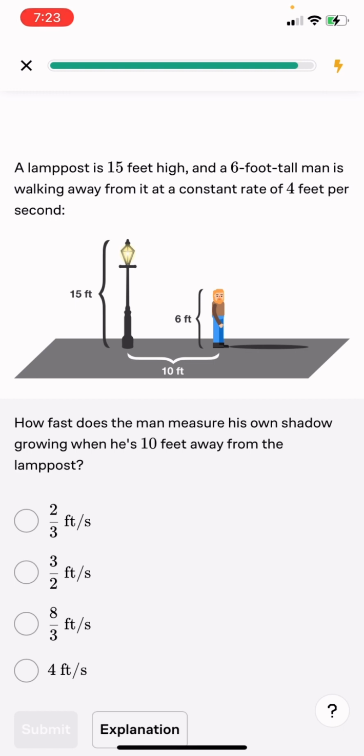The lamppost 15 high and fixed on the land walking over front. We're trying 6. How does a man measure his? How does a man? Bearing.